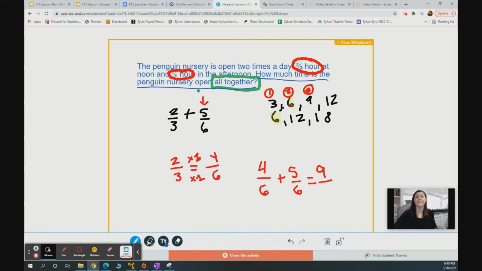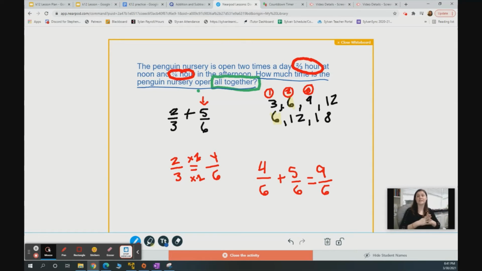Right? Now, remember the fraction, the bottom stays the same, okay? Because we're not changing the size of the slice. We're counting the slices, that's the numerator, but we're not changing the size of the slice, okay? So this would be a 6 on the bottom, okay? So 9/6 of the day is how long it's open, okay? 9/6 hours, okay? Now I can change this and I can simplify it down, okay?